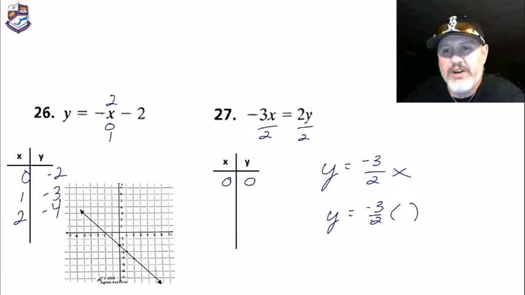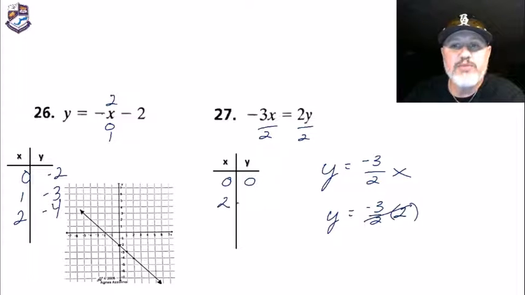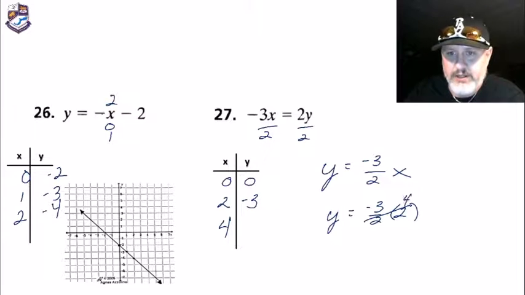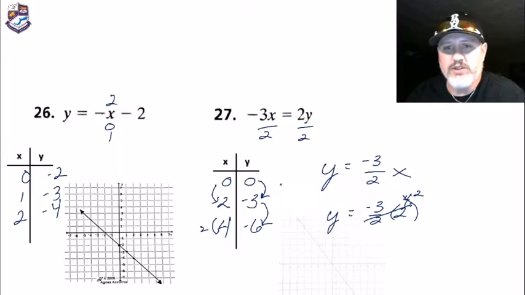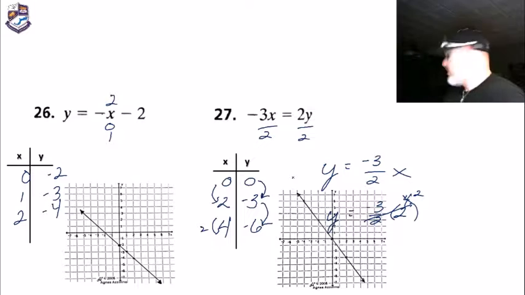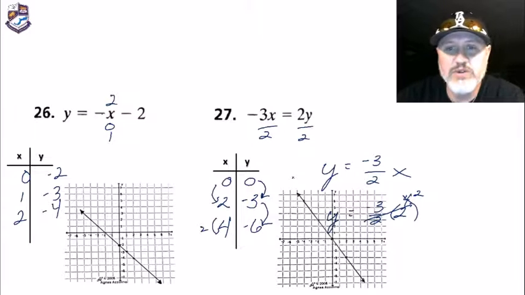What number could I put here to cancel that 2? 2. When I put the 2 in there, the 2's cancel. So when I put 2 in as my input, I get negative 3 as my output. Guess what I'm going to get when I put 4 in? Let's put 4 right here. That's going to cancel and get 2. Negative 3 times 2 is negative 6. And check out this pattern. Go down by 3, down by 3, up by 2, up by 2. All right? And that's going to be important later. But when you plot those 3 points, that's what that graph's going to look like.